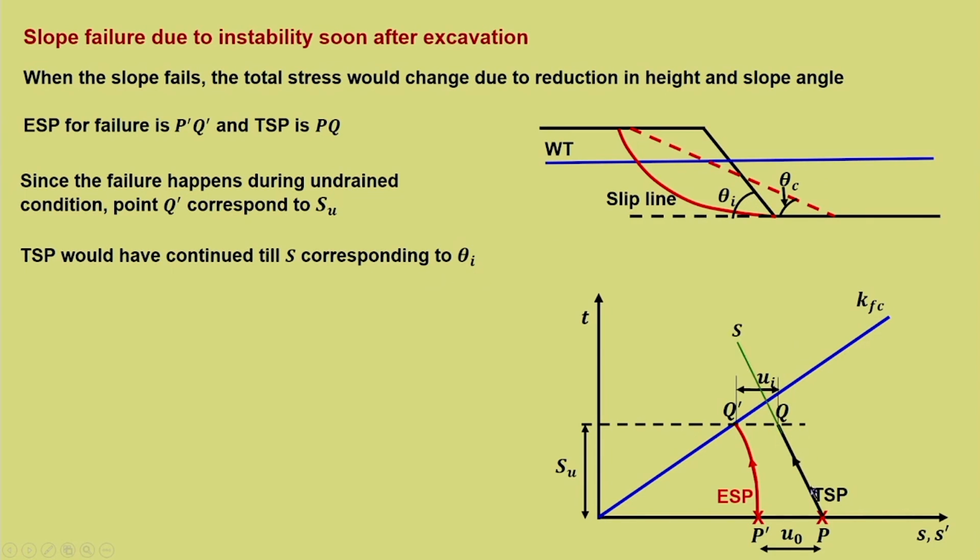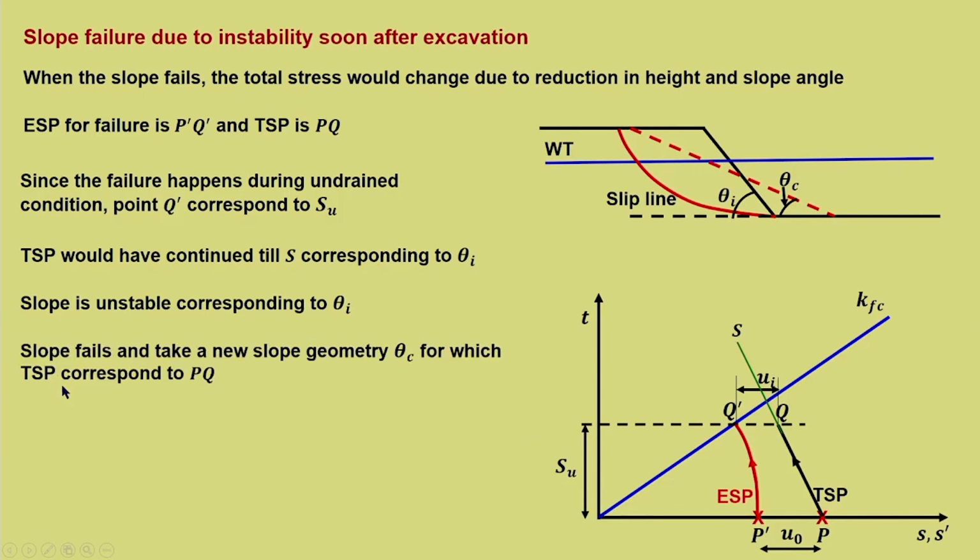So, let us say that this total stress path would have continued to this point corresponding to this particular height of theta I, but it is unstable due to excavation, and hence it cannot sustain theta I. So, it cannot achieve this particular state S, rather the slope fails and takes a new slope geometry of theta C, for which the total stress path corresponds to PQ. So, due to failure it brings down, and hence Q is the point which corresponds to the new slope geometry of theta C.